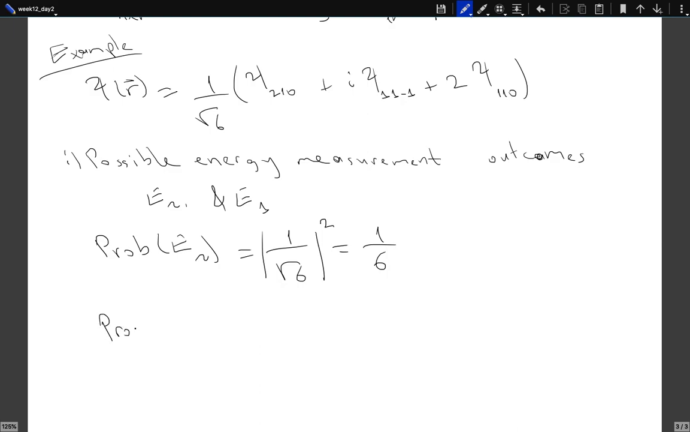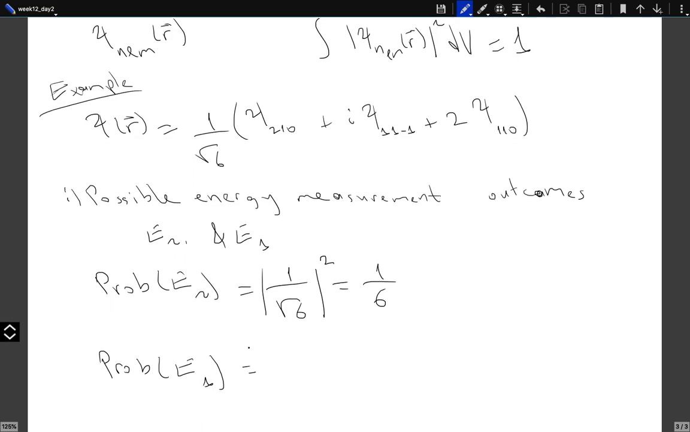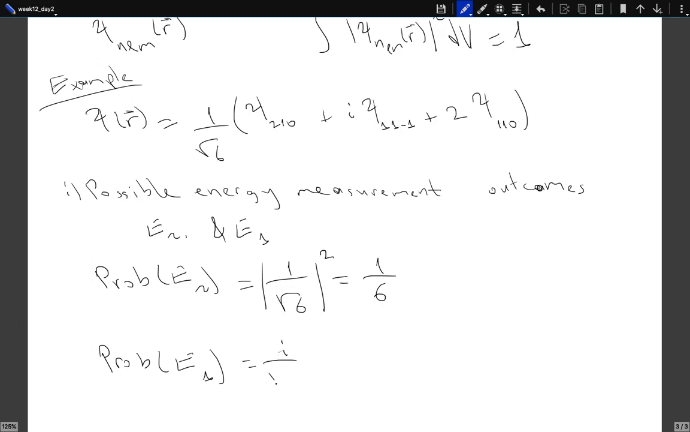Well, what about the probability of E1? It will be 5 over 6, but let's calculate it from here. This wave function has energy E1. Its coefficient is i over square root of 6. The other wave function, the last one, has a coefficient 2 over square root of 6, so the probability is just its absolute square. So this becomes 5 over 6, as it should.